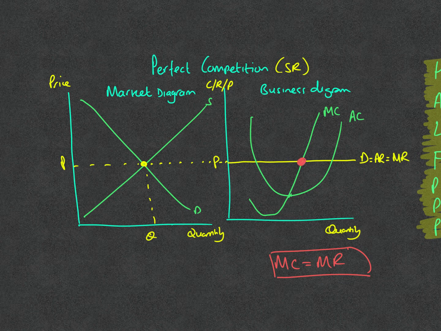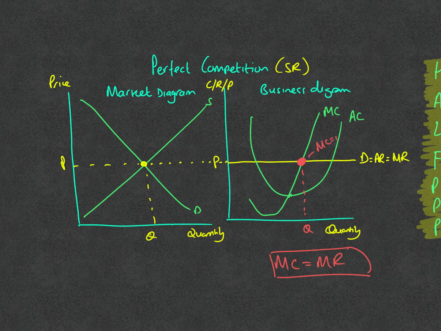And there it is on the diagram, MC equals MR. We bring that down to the quantity, and we highlight the quantity as Q. And we also want to ensure that we can find the price and the cost at this point. So how do we do that?